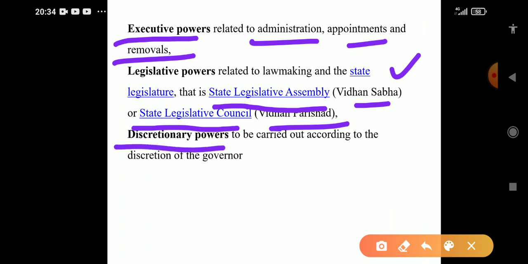Discretionary power, to be carried out according to the discretion of the governor. There are certain discretionary powers also, that he keeps a bill and a matter of certain importance, right, from the center. So he has some discretionary power in the appointment of CM also, if there is a hung assembly, right.